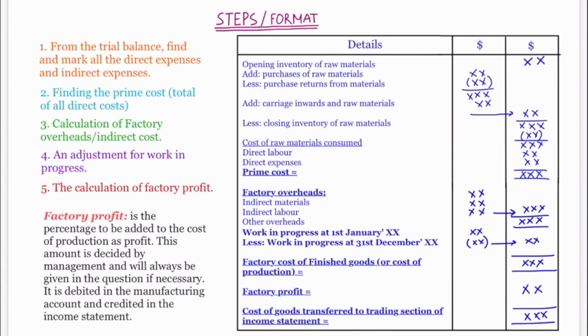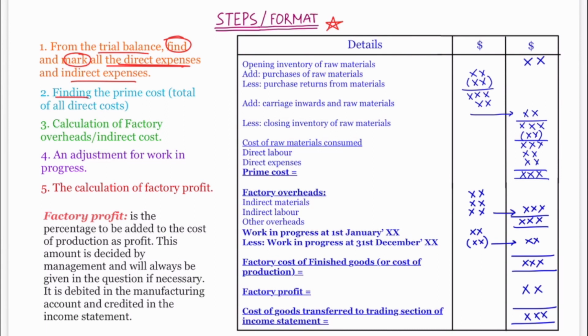Now let's see the most important part of the chapter, that is the steps and the format. Now the steps are: first, from the trial balance which will be given to you in the question with all the figures mixed, find and mark all the direct expenses and the indirect expenses. Basically, it will be given to you all mixed, you need to bifurcate it. Then find the prime cost, that is the total of all direct costs.